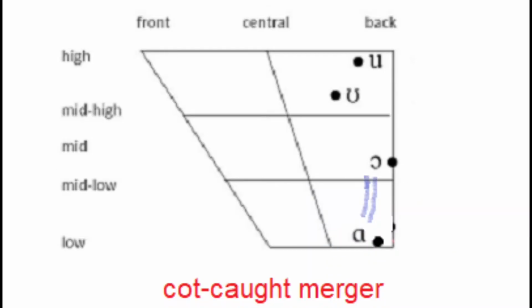Number 3. Pushing the merger further, in standard American English, many words that used to be pronounced with aw are pronounced with ah. That is, in standard American English, the difference between aw and ah is almost non-existent, as the vowel aw is merging with ah. This phenomenon is called the cot-caught merger.